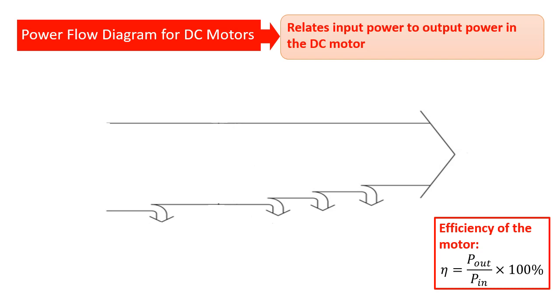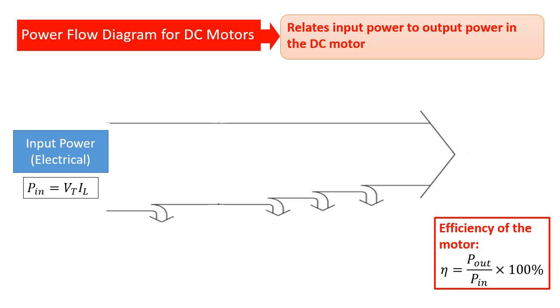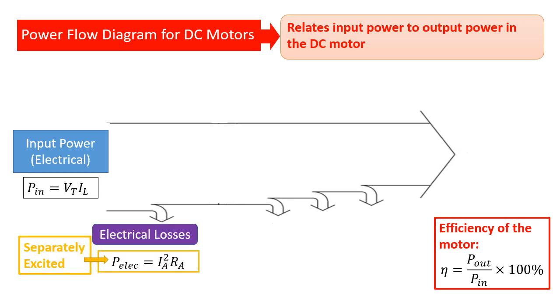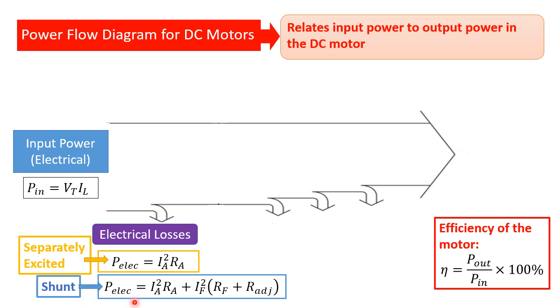Now, in order to solve for induced torque and efficiency, we need to look at the power flow diagram of the DC machine, in particular the DC motor. As we've seen before, the power flow shows the relationship from input power right up to output. To calculate input power, the equation is Vt times IL. Then we need to subtract the electrical losses. For separately excited, the electrical loss is from the armature resistance, so it's IA squared RA. For the shunt DC motor, we have two sources of electrical losses, the armature resistance IA squared RA, and the resistance in the field winding, RF plus R adjustable, multiplied by IF squared.